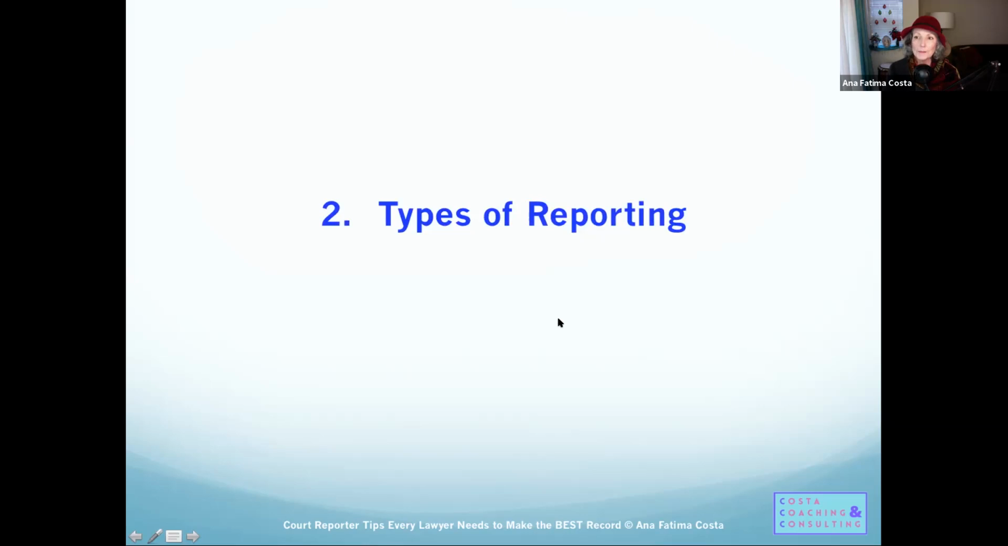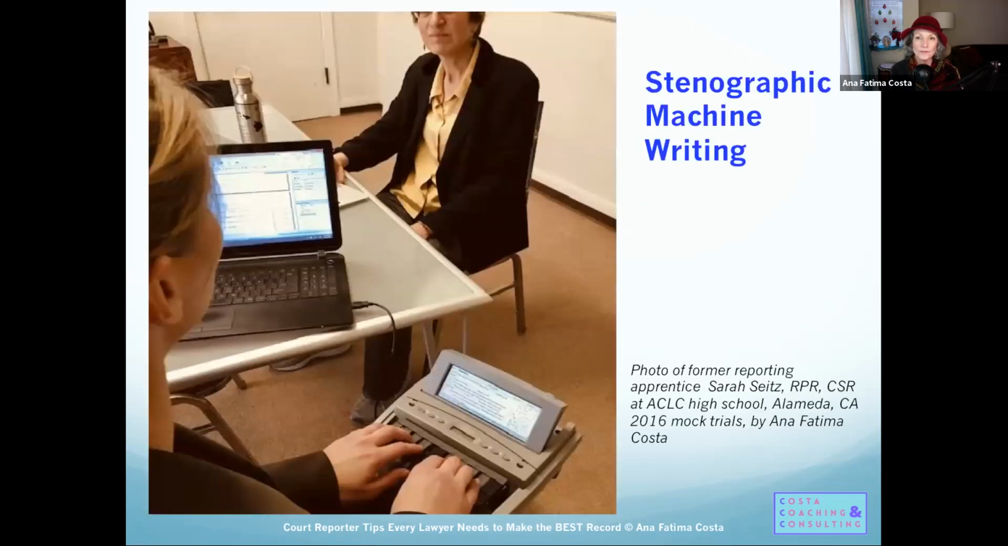So there are several types of court reporting. The first one, as I mentioned, is stenographic machine writing and reporting. Here's another one of my former apprentices. She now has a national and a state certification. Well, it's actually been for about 3 years.